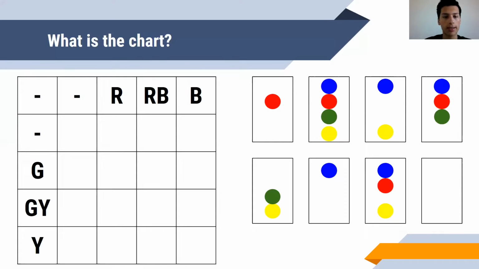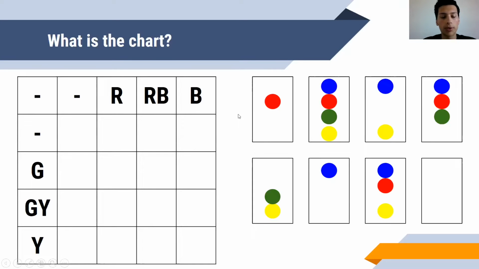So the chart is like this. It's a 5-column, 5-row table. And these are the axes. These just symbolize nothing, and there's red, red, blue, blue, green, green, yellow, yellow. And notice how there are 16 spots in the middle. This is because there are 16 cards in Onsets. Each card goes into one of these spots, and that's how you organize the universe.